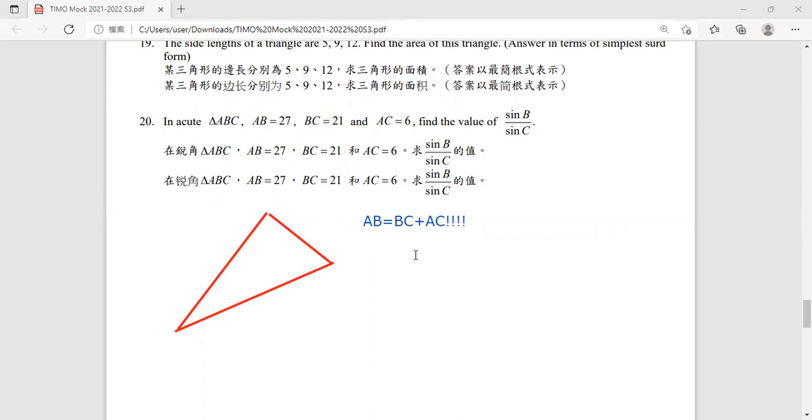Of course, it's 2 over 9. Yes, you can still calculate the answer.